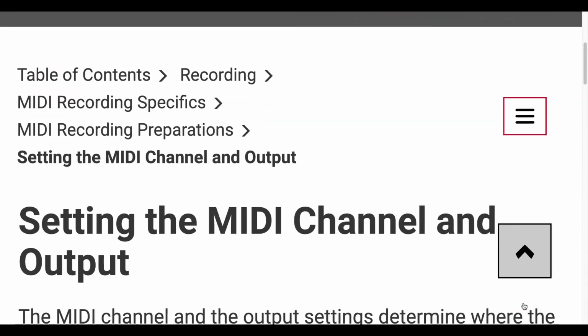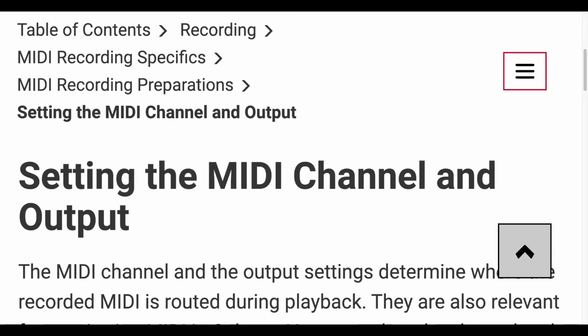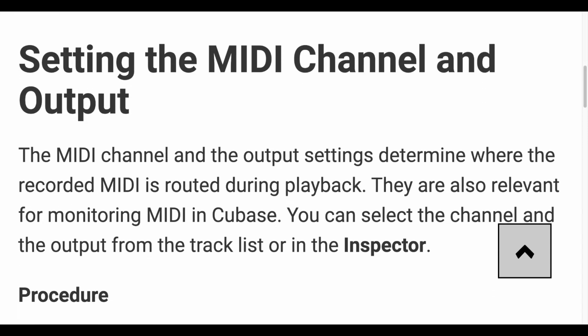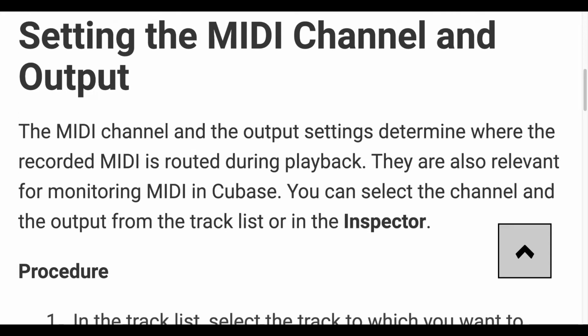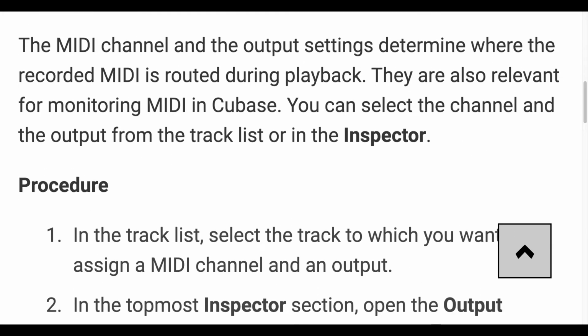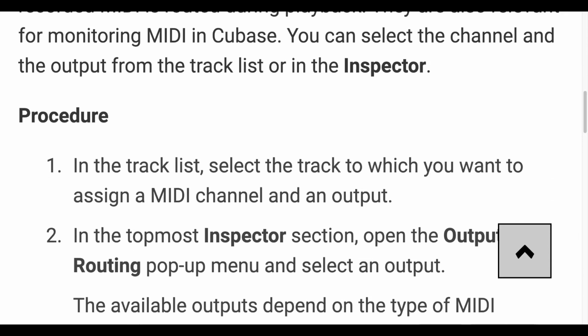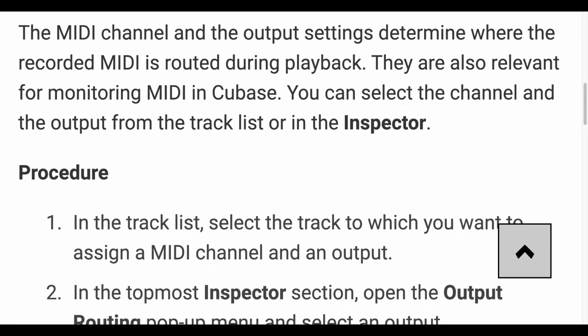Naming MIDI ports. Setting the MIDI channel and output. The MIDI channel and the output settings determine where the recorded MIDI is routed during playback. They are also relevant for monitoring MIDI in Cubase. You can select the channel and the output from the track list or in the inspector.